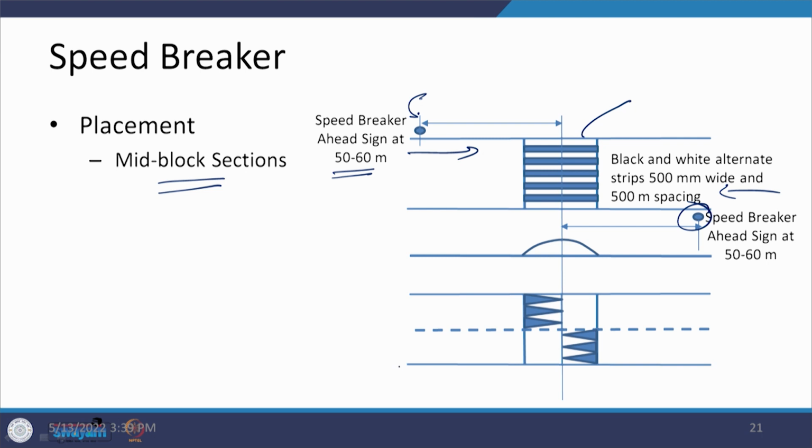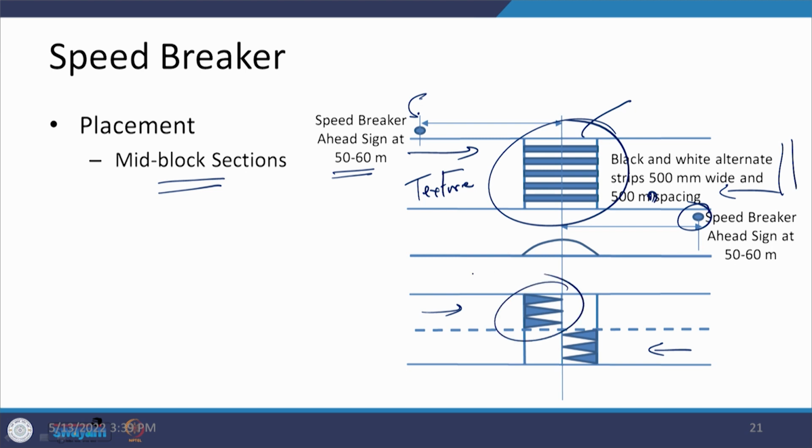And this speed breaker is not provided with the same texture as the carriageway, and we need to make it distinguishable. That is where black and white alternate strips of 500 mm width with 500 mm spacing are provided. That is one arrangement, but another design can be that when traffic is moving in these two directions, we utilize the tips of arrows which point towards the direction in which the traffic should move. That is another way of providing these markings.